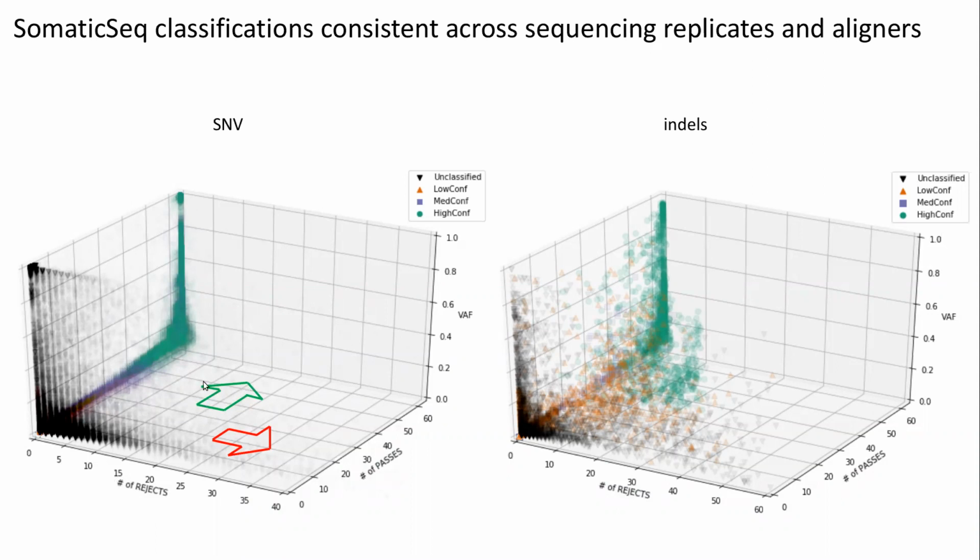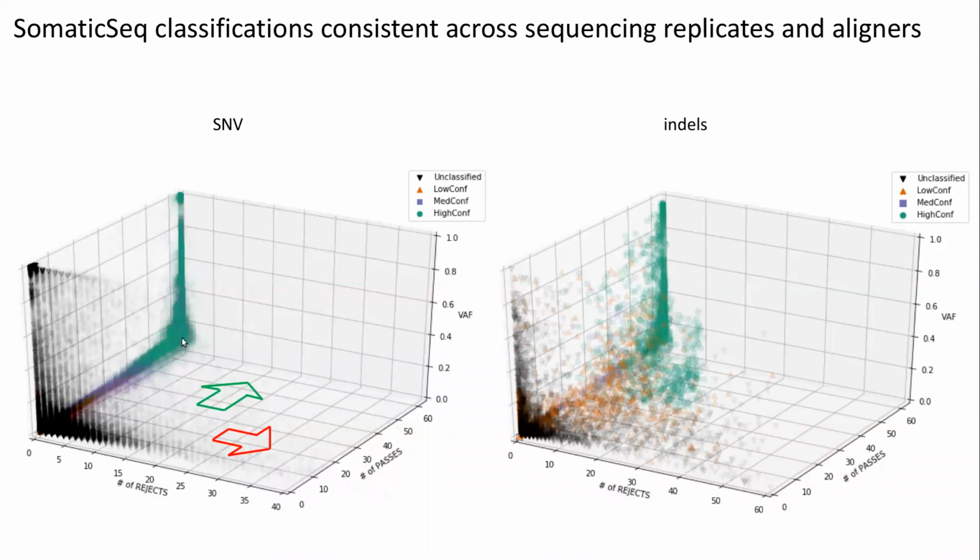The green arrow shows you the direction of the plane where the number of samples a variant is called a pass. A pass means a true mutation classification. A variant that's called a pass over and over, many times, will be in that direction, the green arrow. A variant that's labeled a reject will be in the other direction. And if you see dots in the middle, that means there is a great deal of conflict between different sequencing centers or aligners for SomaticSeq. You almost don't see them here for SMVs, right?